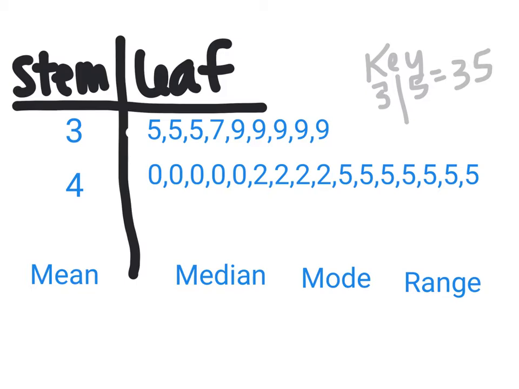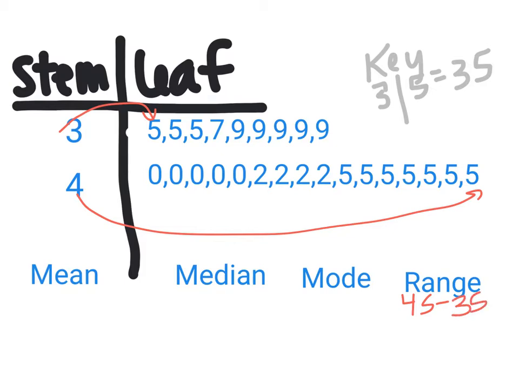Okay, so how do I find my mean, median, mode, and range from this group? I'm going to start with range. That's the easiest. My highest number is 45, and my lowest number is 35. So I take 45 minus 35, and that is 10. For my mode, which number appears the most, I see a whole bunch of 5s here, but remember, that number is not 5. The stem is 4 and the leaf is 5, making the number 45.